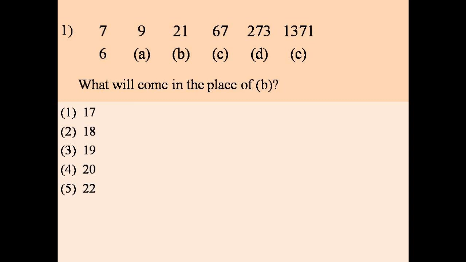Normal series type questions you might have practiced a lot. But this question is different in the sense that you find not only 7, 9, 21, 67, 273, 1371, below also you find another set of things. Except the first number, the others are not given exact values. The first one is given to be 6, and others are marked as A, B, C, D, E. That means A, B, C, D, E have to be replaced by actual numbers.